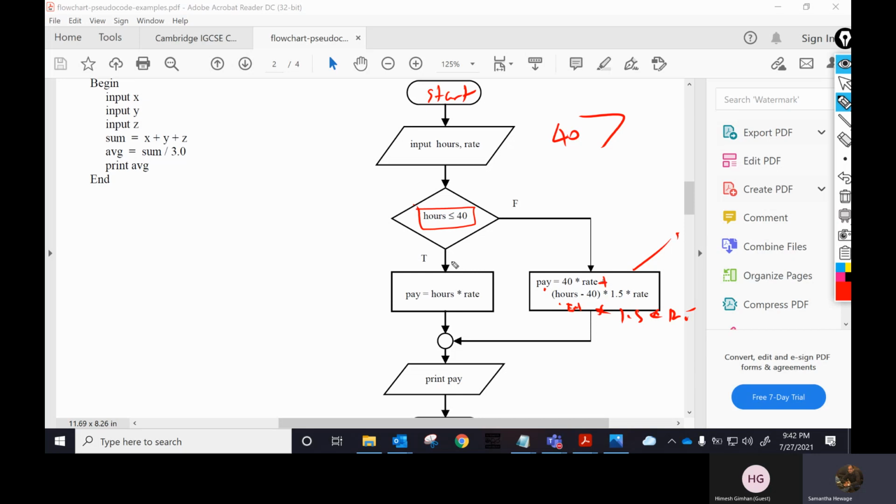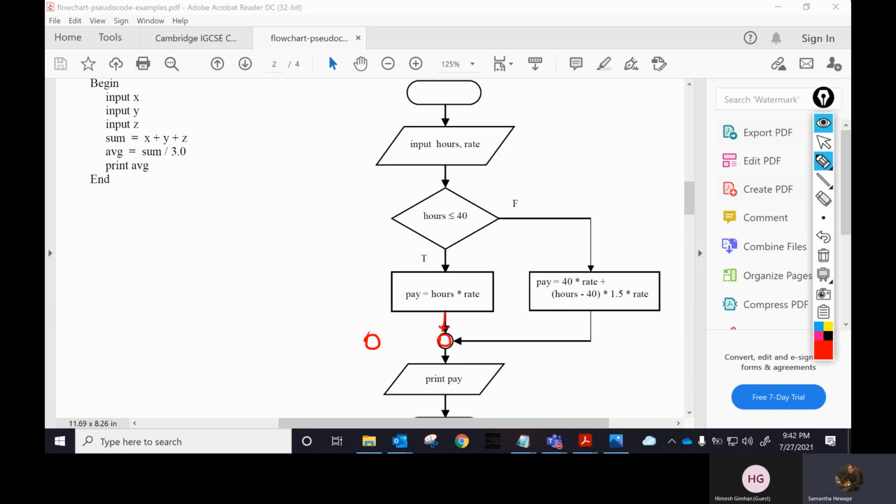Here, if it is less than or equal to 40, normal pay equals number of hours into rate. Right? Finally, print pay. Normally, this is the correct way. When you join or merge the lines, you can use this circle symbol. Right? Very easy. You have to know this one.